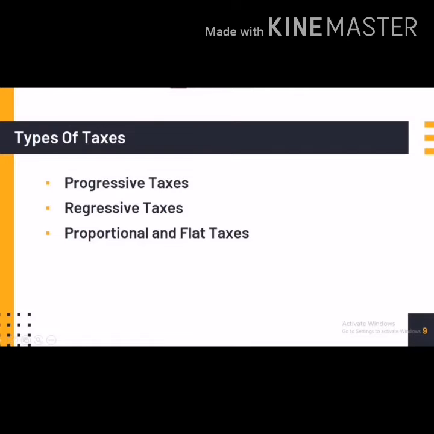So next is regressive taxes. Regressive taxes are the opposite of progressive taxes. This is a method of taxation where, as you have more that is subject to tax, your average tax rate is lower. For example, the social security tax, a type of payroll tax. All taxpayers need to pay the social security tax.